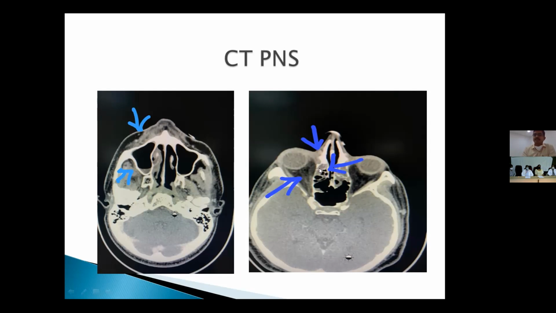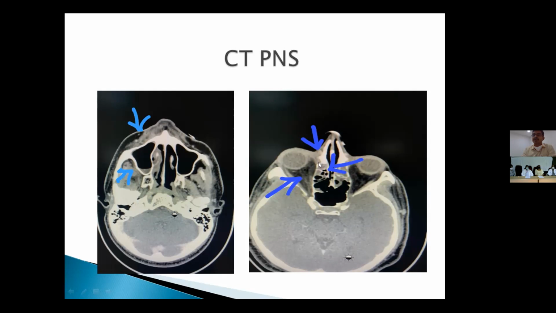In the next set of images, we can see opacification of bilateral ethmoid sinuses. Also, there is hyperdense soft tissue thickening seen here in the right preseptal space, which is the earliest sign of orbital extension. Compare this with the left side. On the left side, we are seeing a normal preseptal space, whereas on the right side, this is enlarged and occupied by soft tissue.